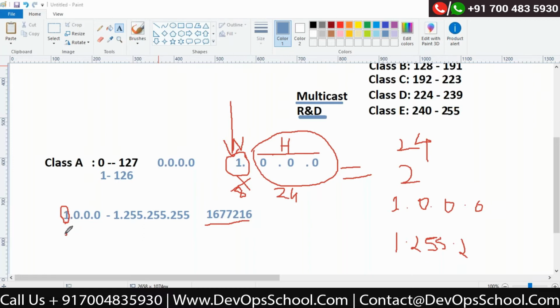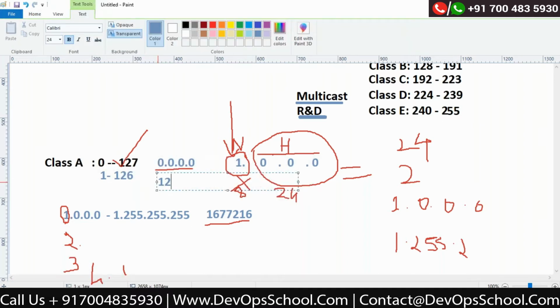Similarly, I can have the network called 2 dot, similarly a network called 3 dot, similarly 4 dot, up to what? Up to 126. So what is my first IP address? The first IP address is this. And what is the last IP address if I consider this in class A? The last IP address would be 127.255.255.255. This is the complete range.